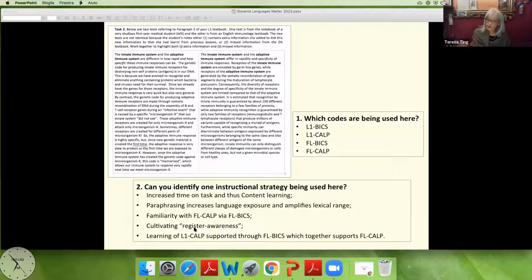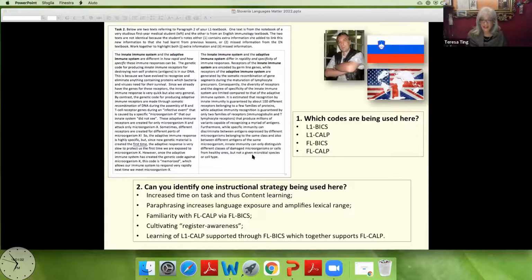Cultivating register awareness. So here we're learning L1 CALP, but L1 CALP is supported through a foreign language BICS and foreign language CALP. But imagine trying to go straight to this foreign language CALP. That would be working memory overload. Okay? And this kind of stuff is useful for Janos, okay? Who has to learn both.